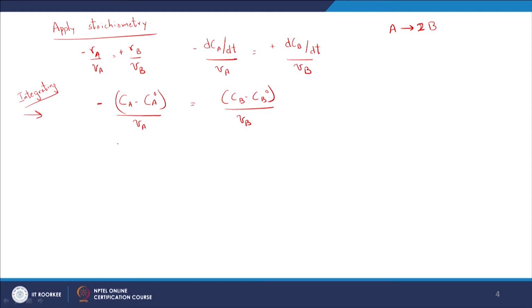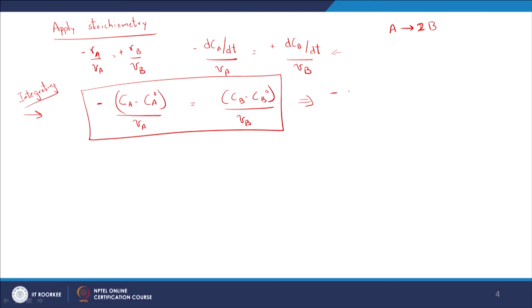So let us plug in the relevant values. This is an equation you are going to use throughout the class, so I think it is worth remembering where we have that from. More or less minus Ra by nu A equal to Rb by nu B, where the rate Ra is dCA by dt and Rb is dCb by dt. Integrating this equation and then plugging in the relevant values, we end up with this particular set of equations.